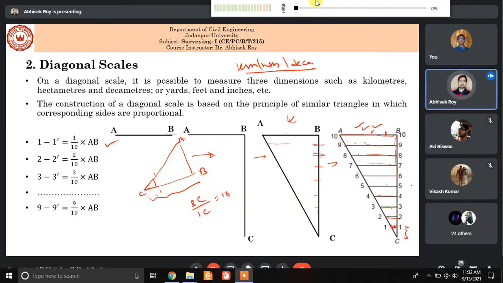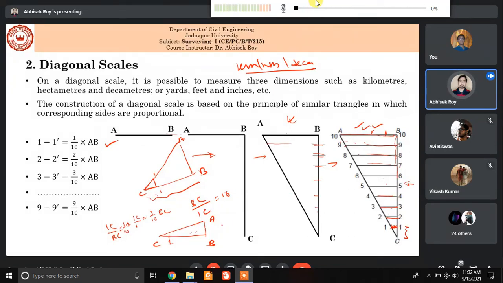Why is that happening? Because if you look from this side, this is basically a similar triangle. Suppose this is B and this is C and this is A. So obviously BC has been divided in 10 equal parts. So suppose this is point 1. So 1C is basically 1/10 of BC, right? Or I can write 1C by BC is equal to 1/10 from this equation.